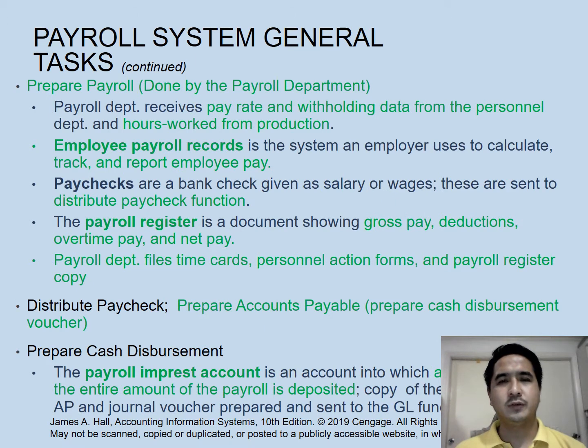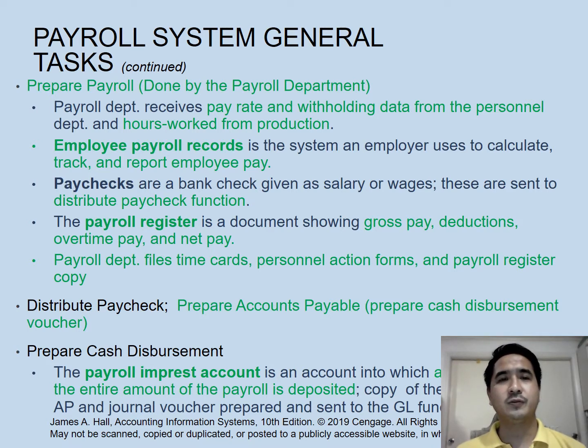As a continuation of the description of the narratives pertaining to the payroll system or payroll procedures in relation to the DFD, we now go to one of the most important parts of the process, the actual preparation of the payroll done by the payroll department. As you can see here, there are two important sets of data which serve as input for the payroll process. First is the pay rate and withholding data from the personnel department. So these come from the personnel action forms, and then the hours worked coming from the time cards from the production.